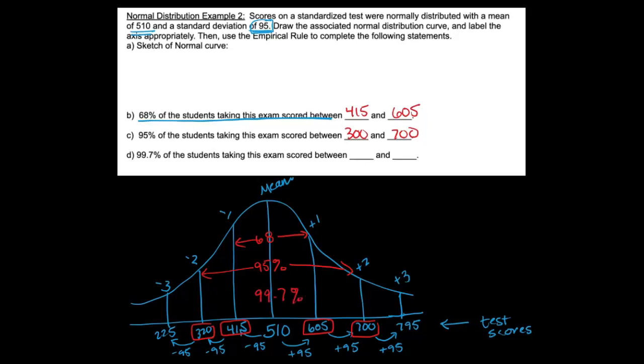And then 99.7% of values, which is what the next question asks, are within three standard deviations of the mean. And so that would be the 225 and the 795.